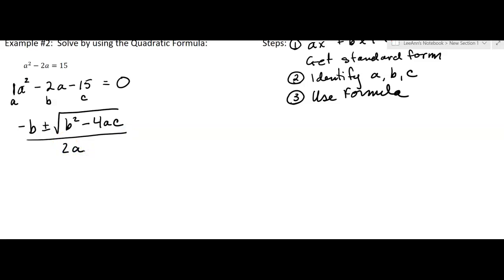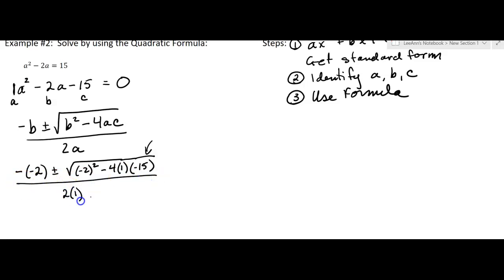Okay, so I'm going to take the opposite of -2, plus or minus. Then I'm going to take -2 and square it, because that's what b is. -4, the 4 is always there. A is 1, and c is -15. Now, I'm going to say this a couple times, but you've got to be careful with your signs, okay? And it comes right there, usually, for that c. Is that c positive or negative? Because it's going to make a big difference to us. All over 2 times a, which was 1.